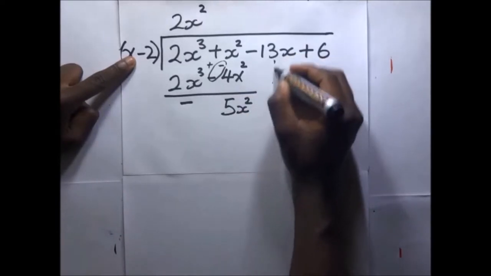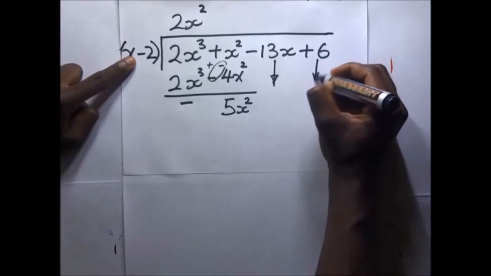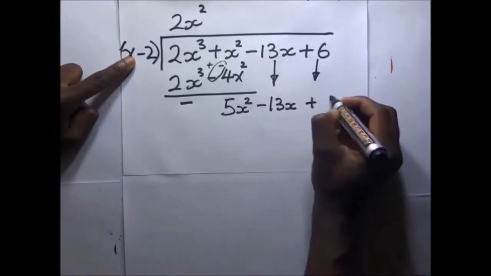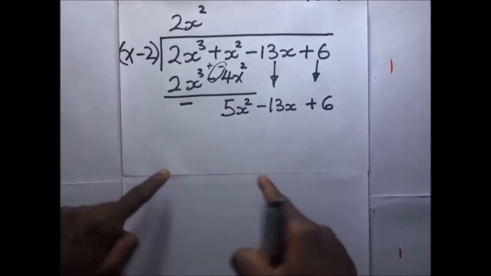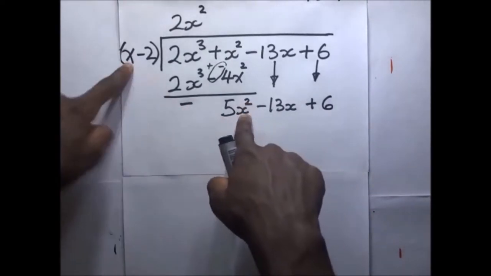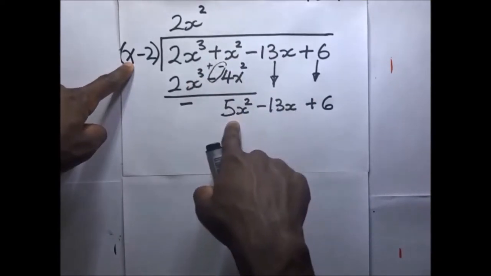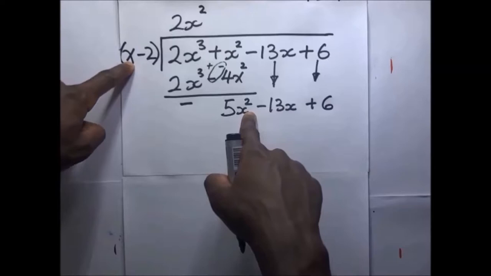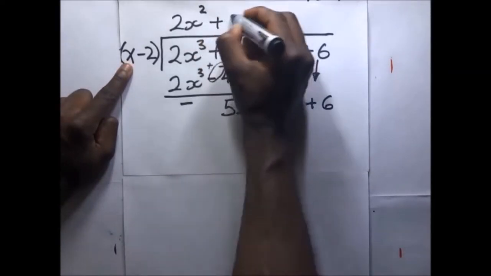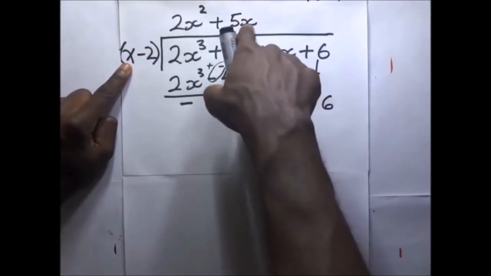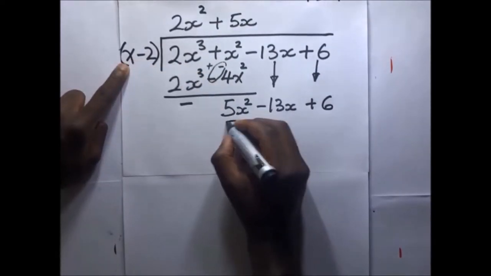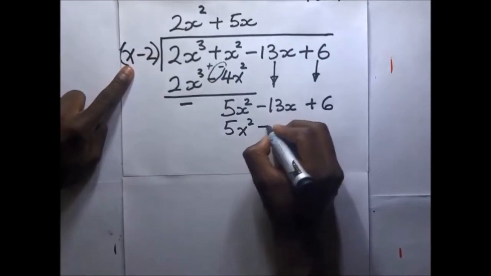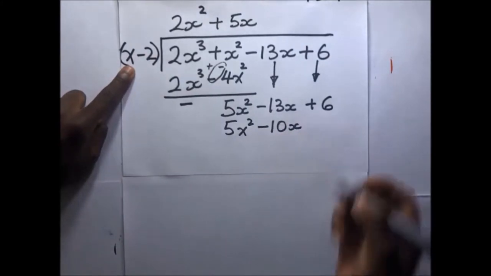Then we pull these other terms down. Here we have minus 13x plus 6. We continue. 5x squared, divide that by x, you'll end up with 5x. So it becomes plus 5x. 5x times x will give us 5x squared. Then 5x times negative 2 will give us negative 10x.